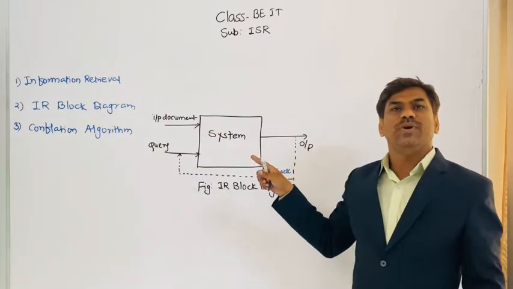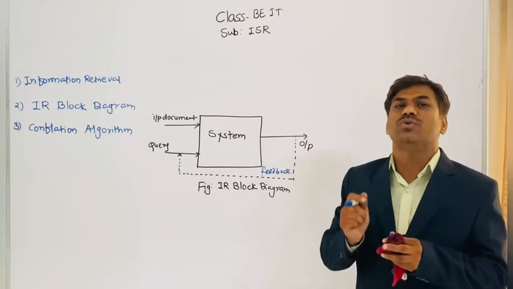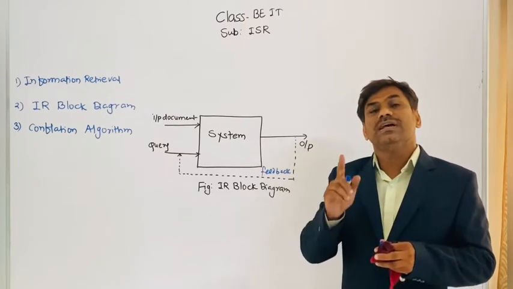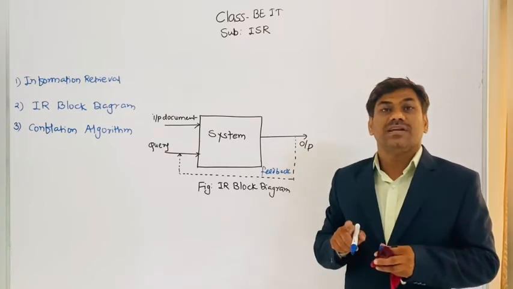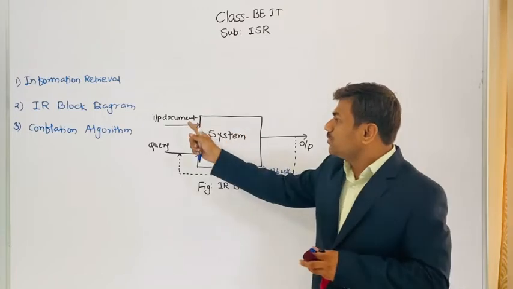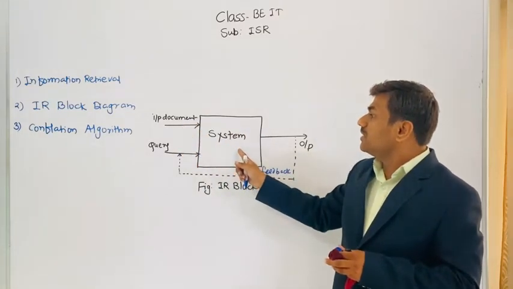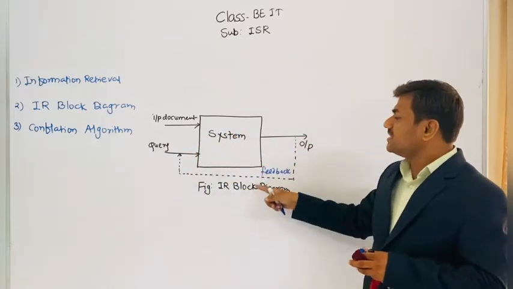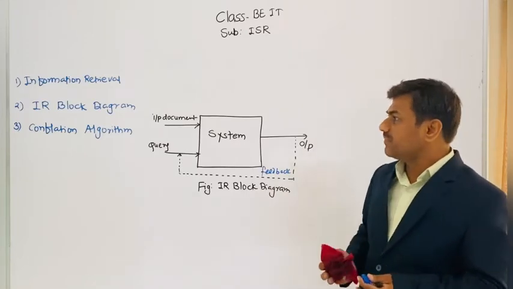We all have experience with the Google search engine. When you fire a query through Google, it gives you "Did you mean that?" It means that it is giving you feedback for your fired query. So the input document is one input, and the query is also one input. The system will process the input document with the query, and output will be generated. This is a simple block diagram of information retrieval.